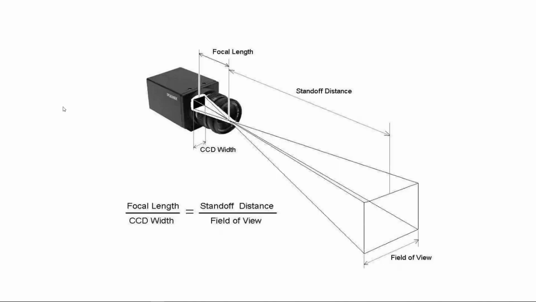In conclusion, you can see from working with the lens calculator that you're not going to be able to have one camera with one lens that can fit all your applications. For the camera and lens selection, you will have to consider 4 parameters: the camera sensor width, the focal length, the standoff distance, and the field of view. They are interrelated through the single equation as I showed you in the picture.